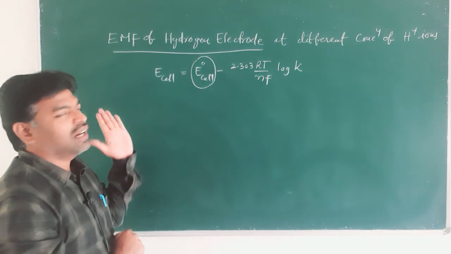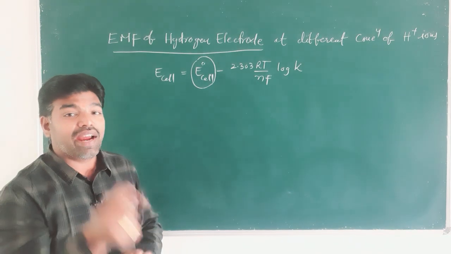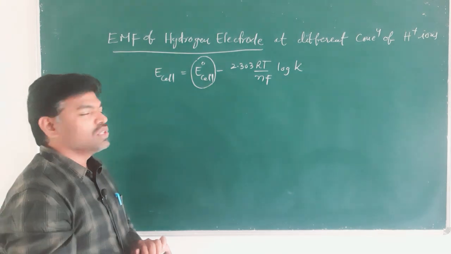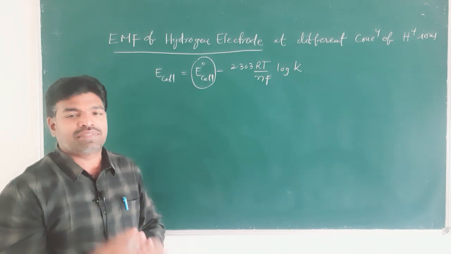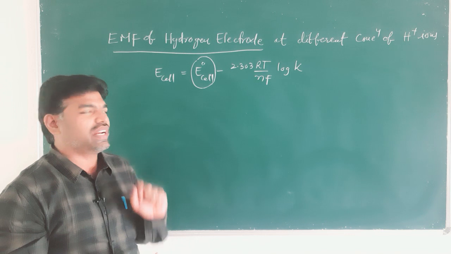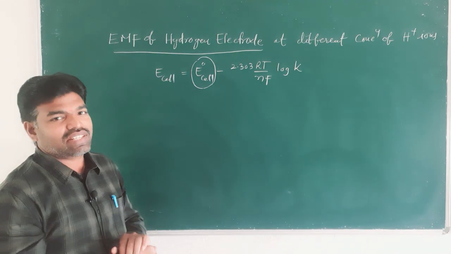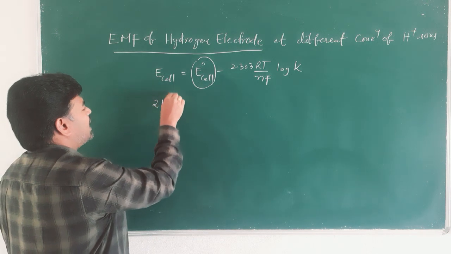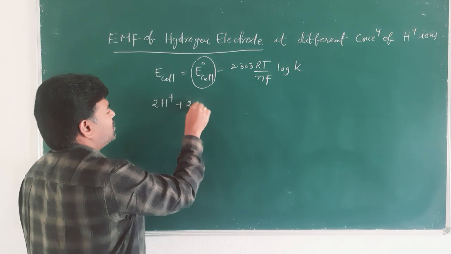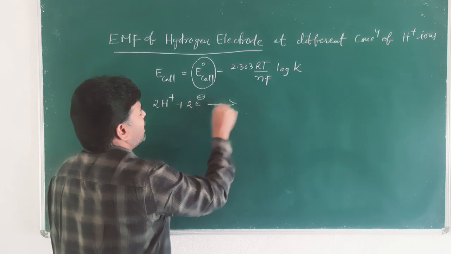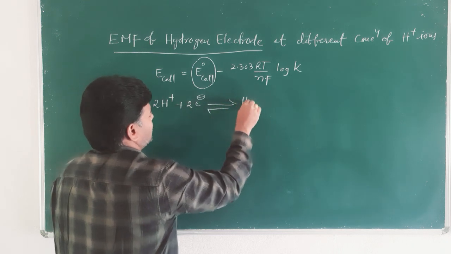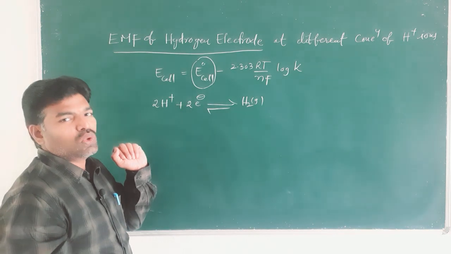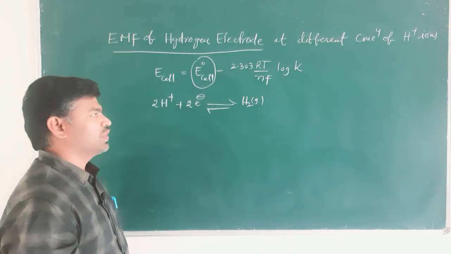Now, let us calculate the EMF of hydrogen electrode at different concentrations of H plus ions. Whatever electrode we take, we should write the electrode reaction. What is the electrode reaction for hydrogen electrode? Hydrogen electrode undergoes reduction: 2H plus plus 2 electrons gives H2 gas, right.